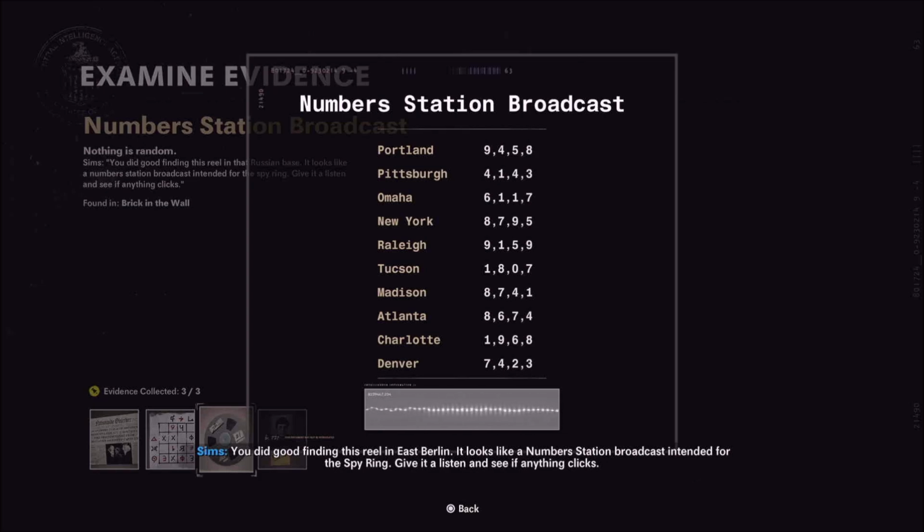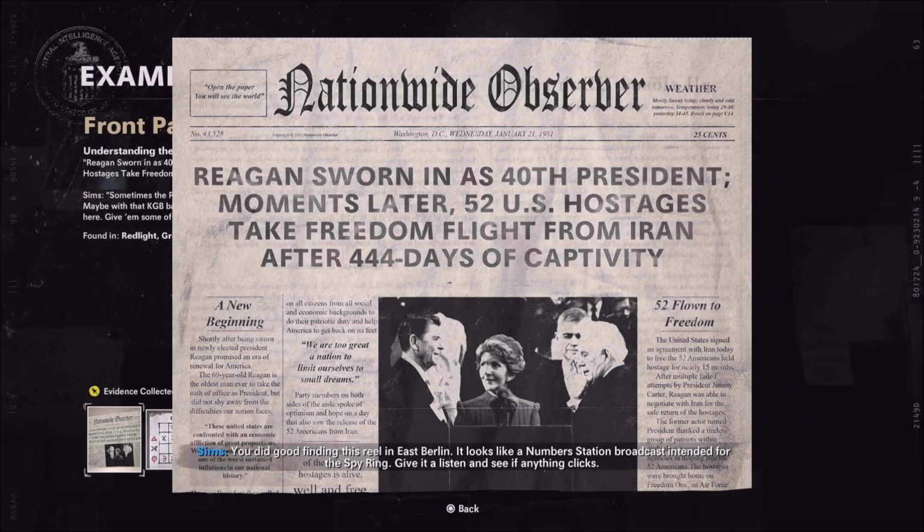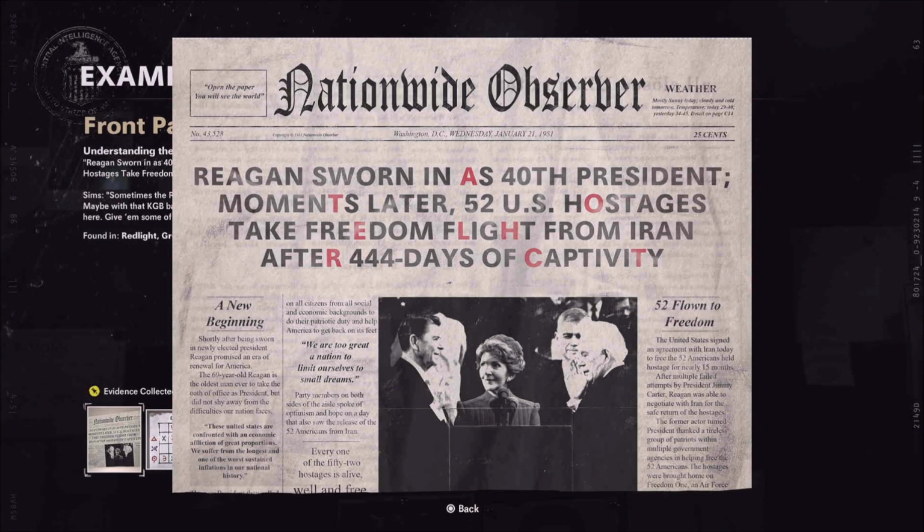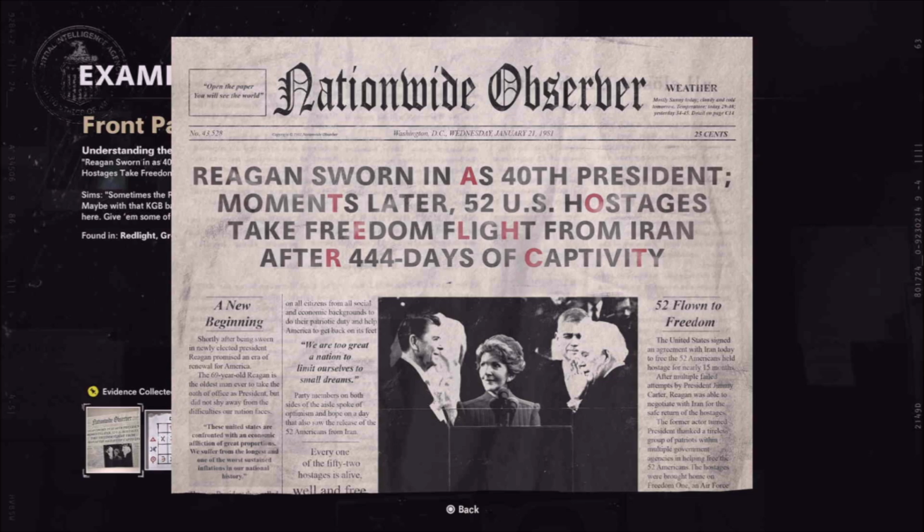But regardless, the key to solving these puzzles is always the same. So let me explain here. So the first clue that we have, the newspaper. You guys see the red letters there.